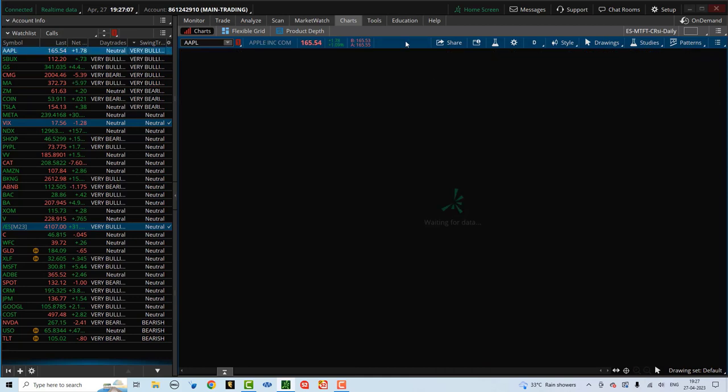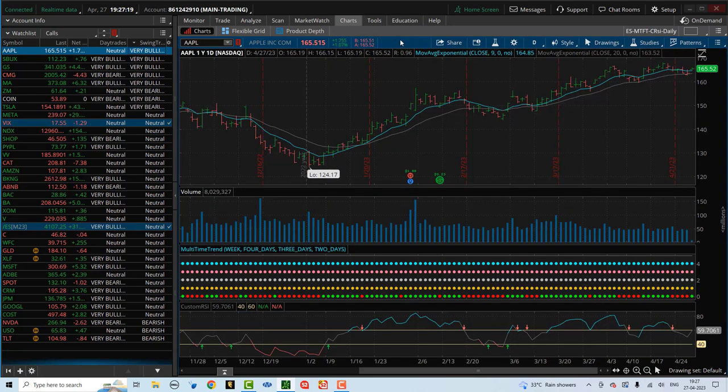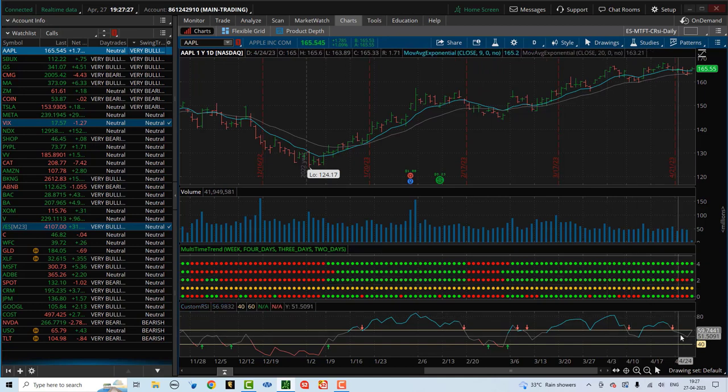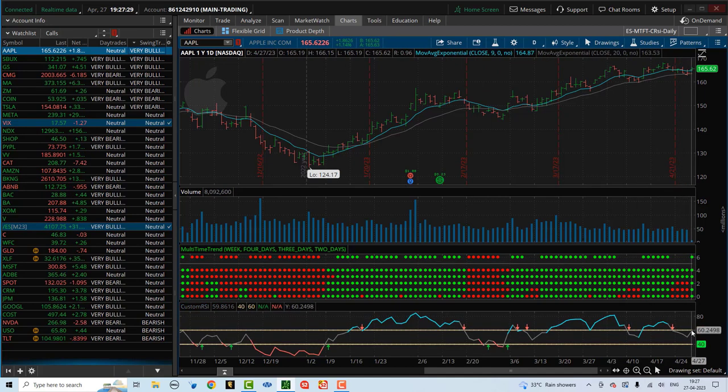Let's go take a look at Apple. Apple is also up about a couple of dollars today, and this is showing bullish on the longer term 1 year daily chart. So let's go see what Apple looks like. It seems to have just come into bullish because this was not there yesterday. So let's see how that plays out over here. And you can see the custom RSI just starting to go into the bullish zone.